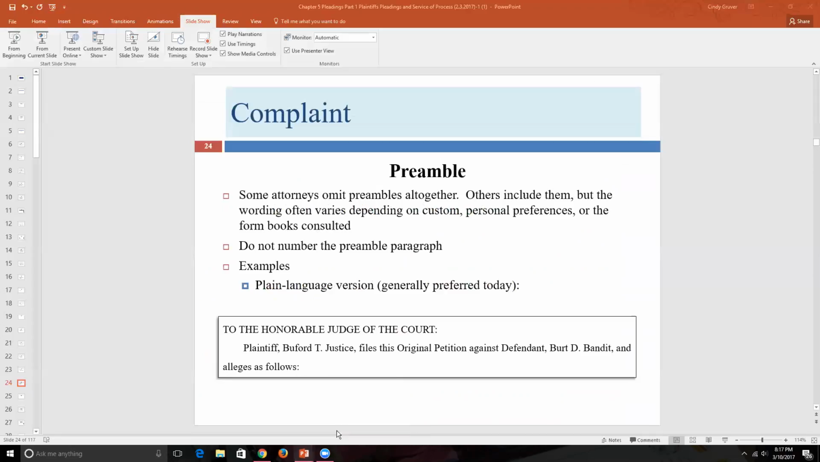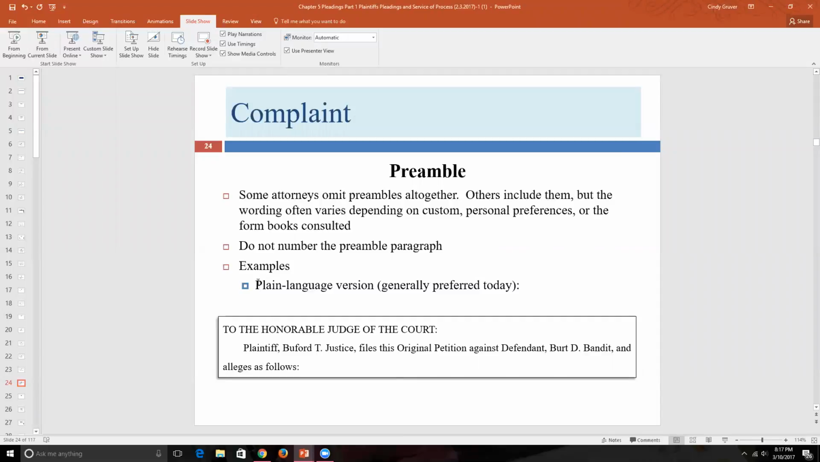Okay, so let's go back to our preamble. It's not usually a requirement that you have a preamble. This is a pretty common structure for it. I don't say it's old-fashioned, but it's a fairly common way of phrasing it. You're addressing the court, and you're saying the plaintiff, in this case Buford T. Justice, files his original petition against defendant Burt D. Bandit and alleges as follows.